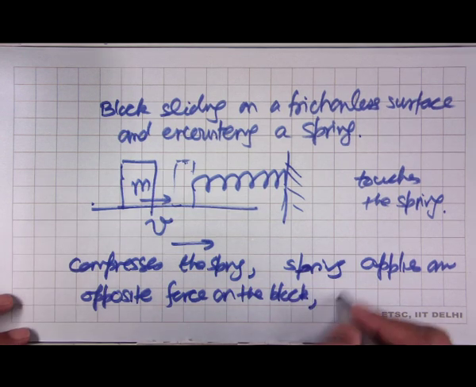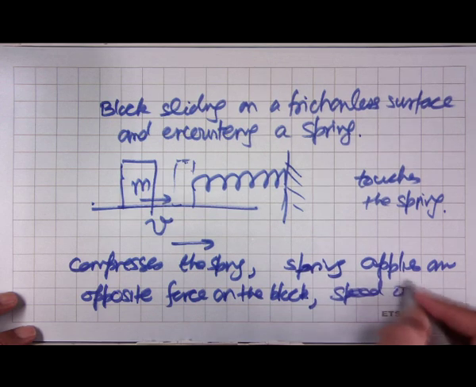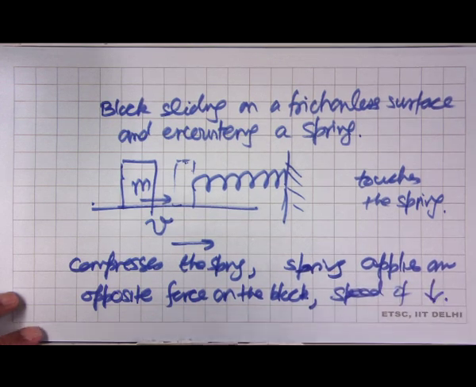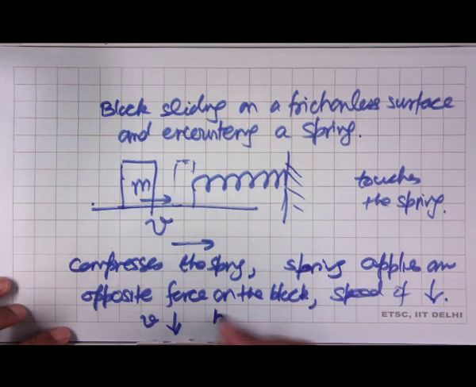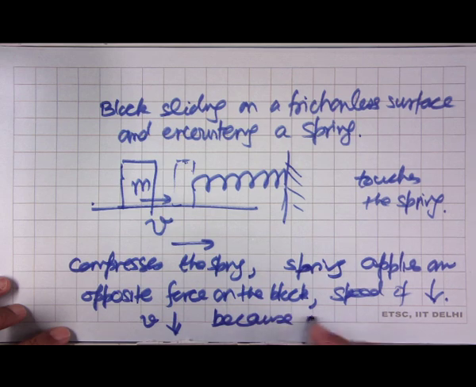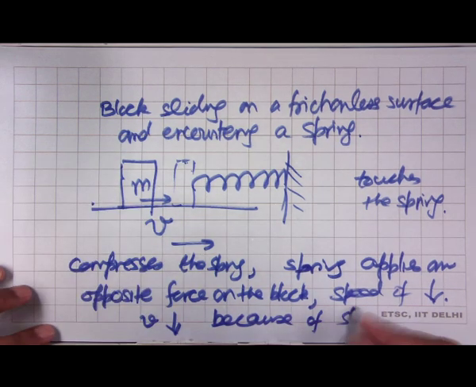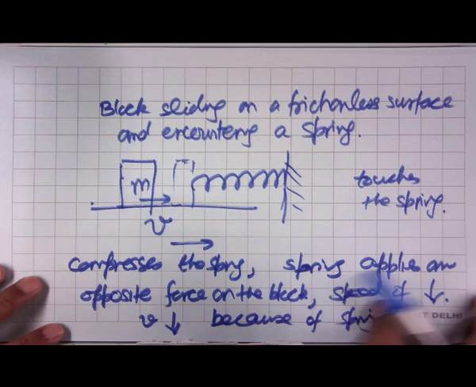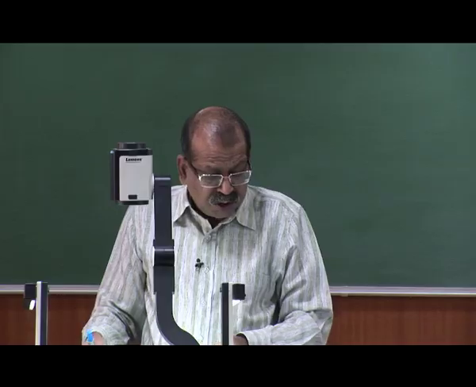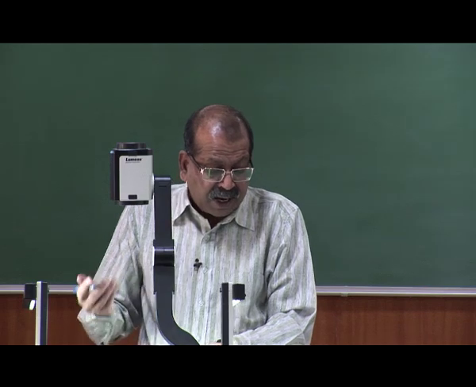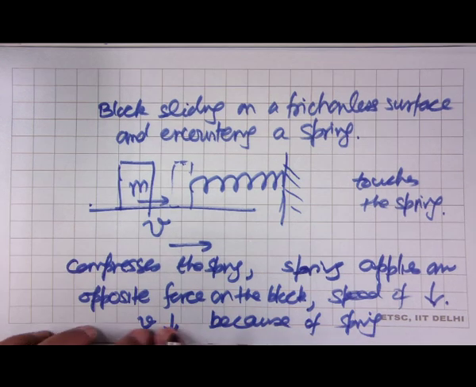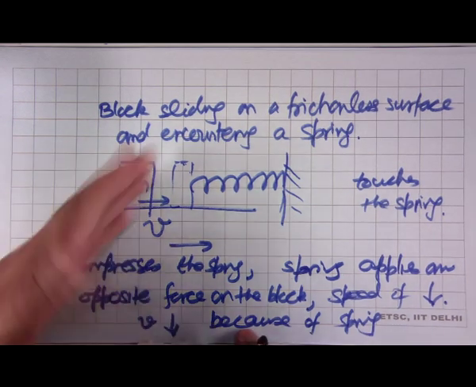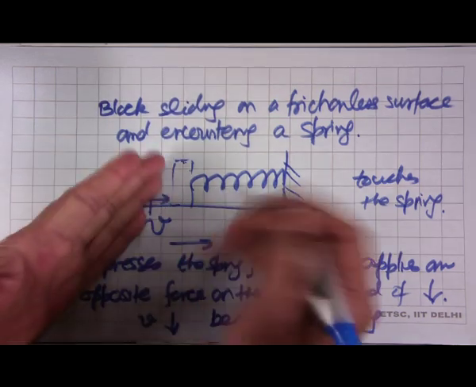So, the speed of the block comes down, v reduces because of the spring force. Once the block touches the spring, the spring applies a force, and we know the spring force is given by k times x. Because the velocity of the block decreases, the spring keeps on getting compressed.